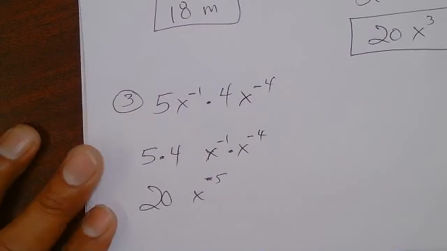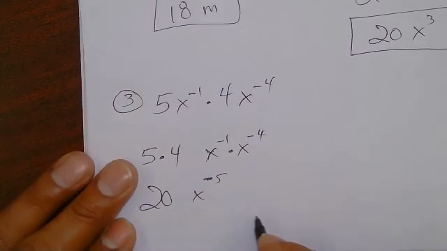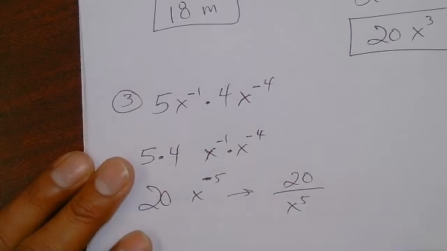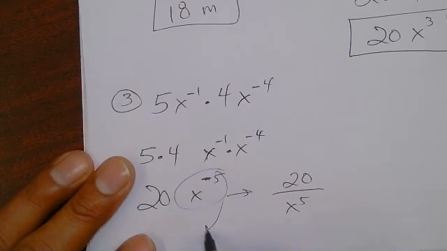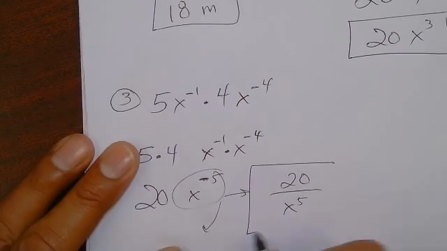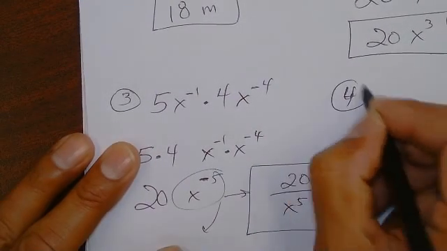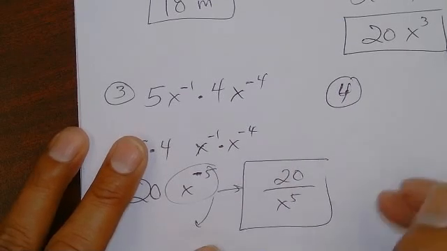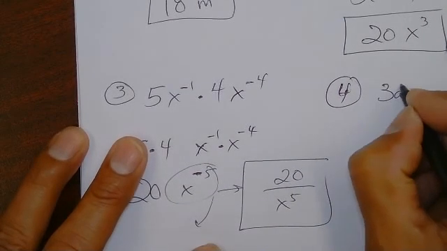Now, when your answer has a negative exponent, then you move it. Don't move it over here. You guys get it? Now we've got to move it. So what's the final answer? 20 over, and then the 5 goes down, right? Because it has a negative. You cannot leave any answer with a negative exponent. All right, good. Number 4.